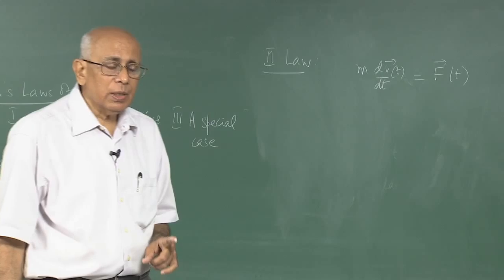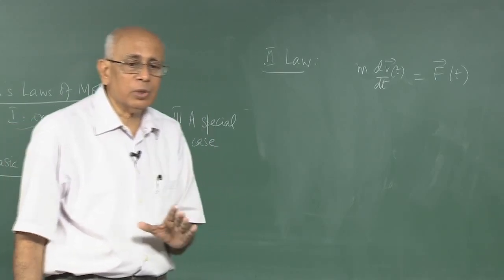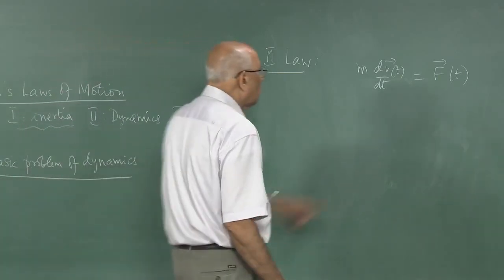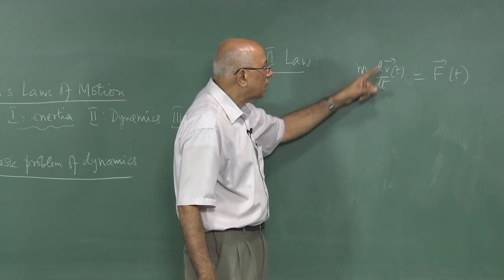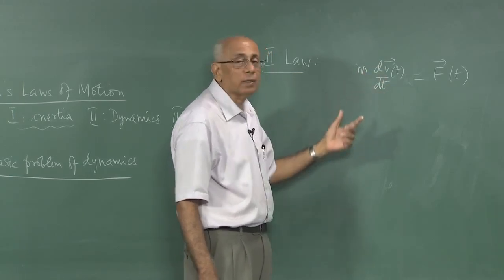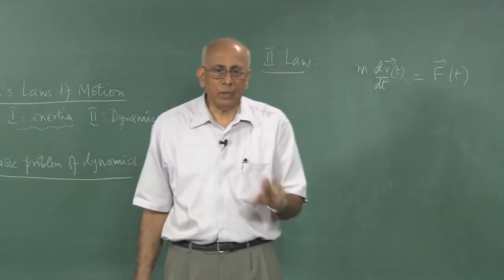The force is proportional to the acceleration and not the displacement. The force is not proportional directly to the velocity. This is very important. It says a force causes a change in the velocity and the rate of that change is dV over dt. This quantity here, the acceleration, is multiplied by a certain constant property of this object called its mass.